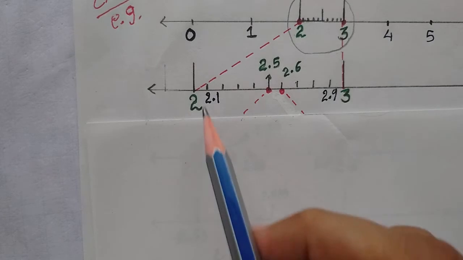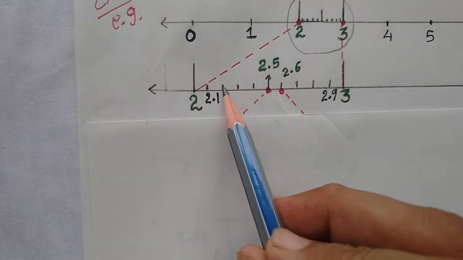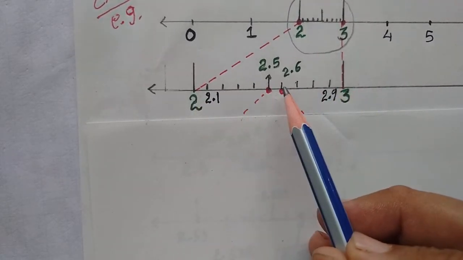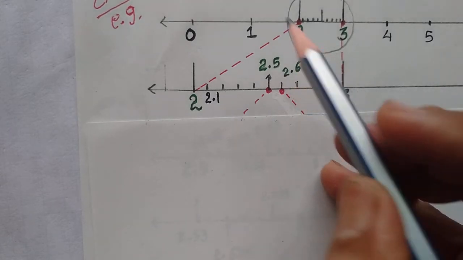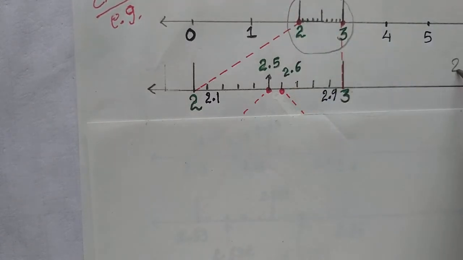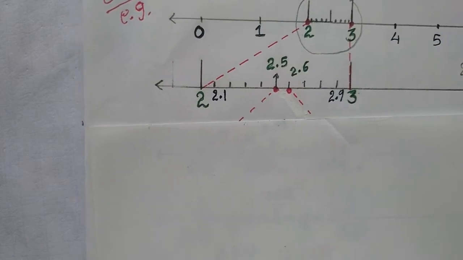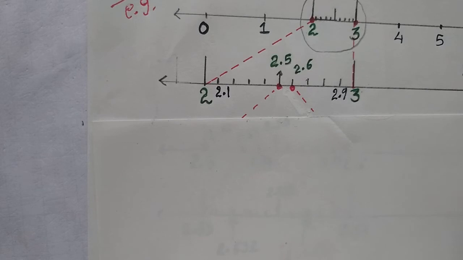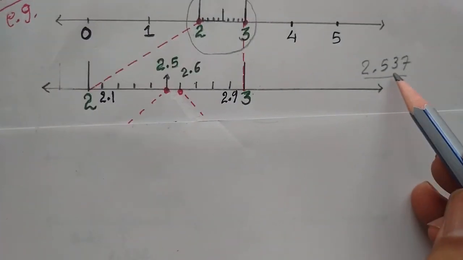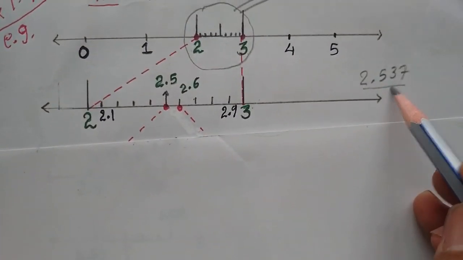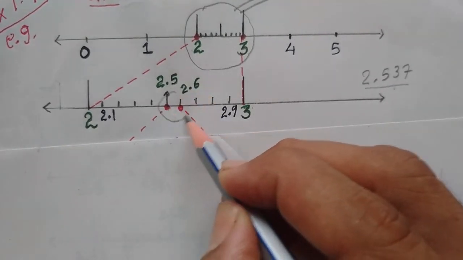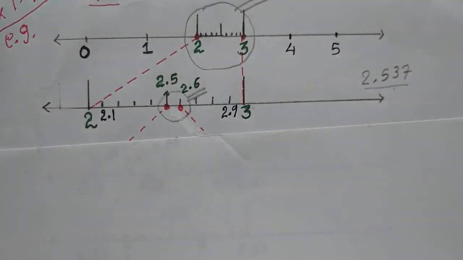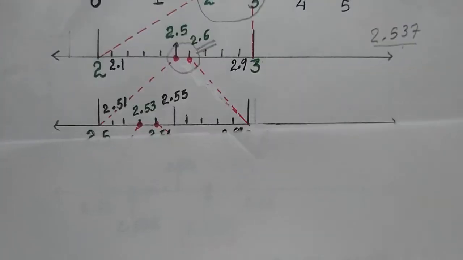Okay, 2 and 3, 2.1, 2.2 up to 2.5, 2.6 and 3. Now children, this is our number, 2.537. So this is our number, children. This number lies between these two, so we magnify this, children. Okay, and we get this situation.